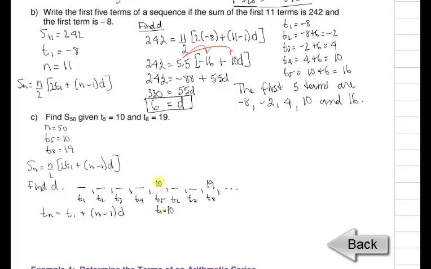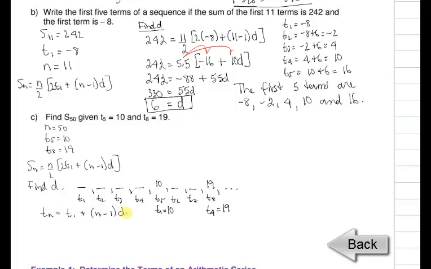So if we rename the 10 as t1, then we can rename the t8 as t4, right? Because if this is t1, then this will be t2, t3, and t4. So don't get confused. We're just renaming these so that we can use the formula here.